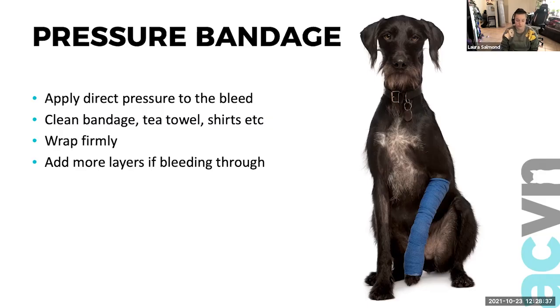Some internal hemorrhages will clot by themselves and stop by themselves. If you've got, say, a splenic tumor that has ruptured, sometimes they'll stop by themselves, they'll clot, and then they'll be okay for a little while until the next time that it happens. But internal hemorrhage is not really one that you can try and control in the field. You just have to keep them as calm and still as possible and get them to a vet as quickly as possible.